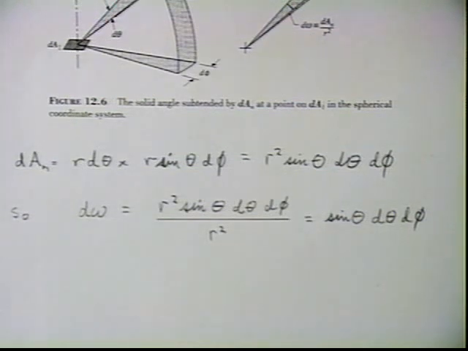Now we can get our differential solid angle in terms of theta and phi. We just take dAn and divide it by r squared, and we get our solid angle is given by sine theta d theta d phi. Okay, so now let's go back over here and see how we're going to use that.